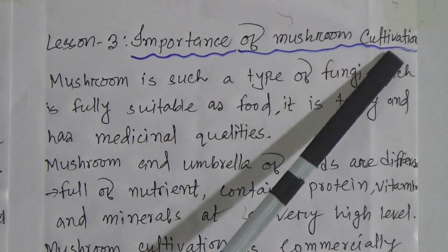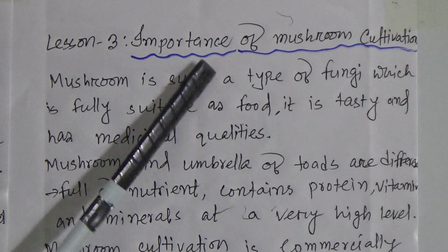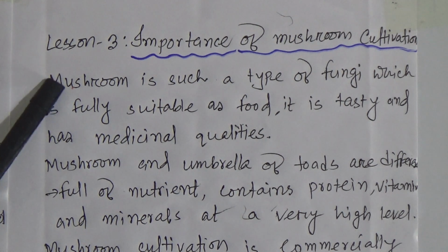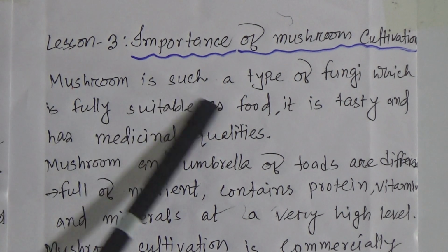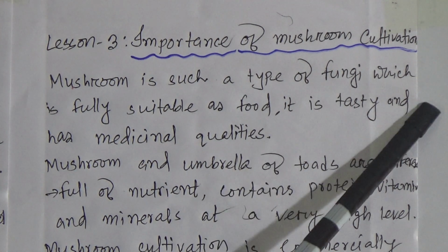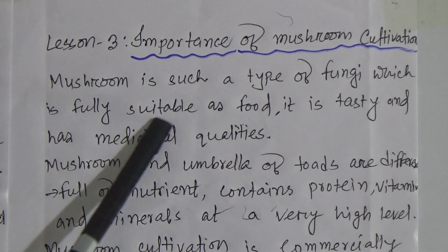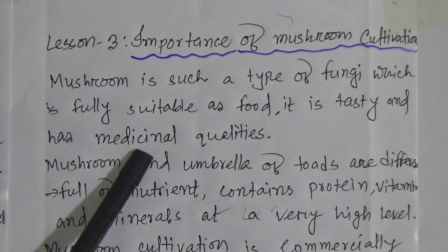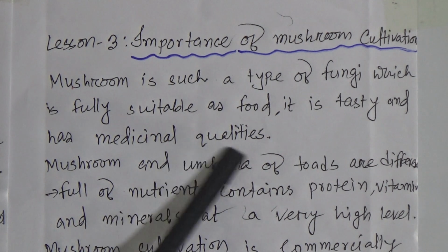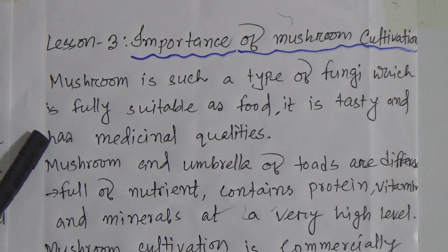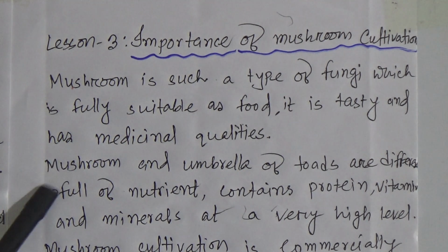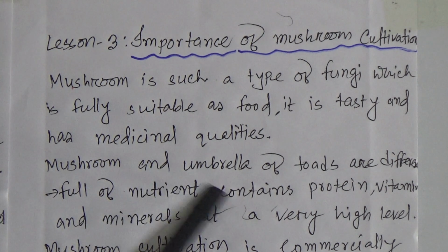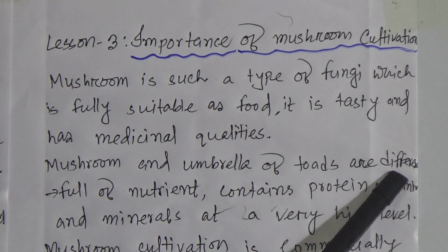importance of mushroom cultivation. Dear students, you know that mushroom is a popular food throughout the world. Mushroom is a type of fungi which is fully suitable as food. It's tasty and has medicinal qualities. That means for health it's very good. Mushroom and umbrella of toads are different.